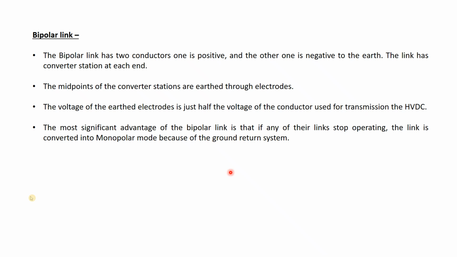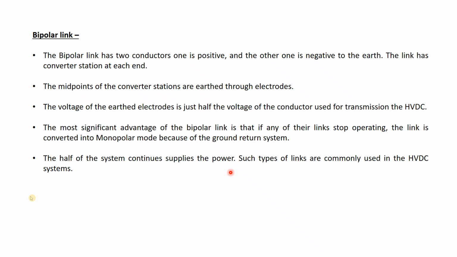But if any particular conductor fails or due to a fault one conductor has to be removed, then the power transmission will not be interrupted. We will transmit the power. Maybe the capacity of transmission will reduce, but the power transmission will remain, and we will use only one conductor as, say, negative, and the ground as the positive return by using the monopolar. So the switching will be done from bipolar to monopolar. Half of the system continues to supply the power.